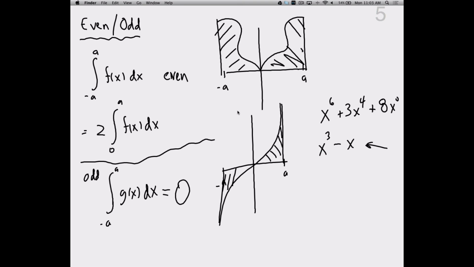This is a much more practical theorem than the even function. The even function is just a convenience thing. Instead of going from negative a to a, I'm going to go from 0 to a and double it. And a lot of times it's nice because plugging 0 into a function is a lot easier than plugging in a negative number. The odd thing is huge.